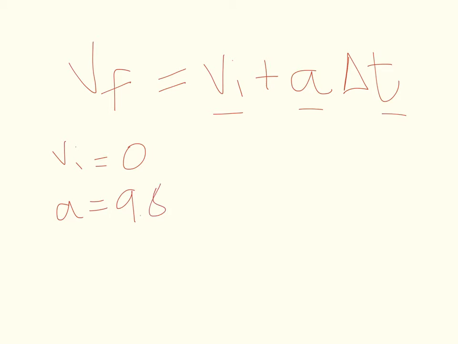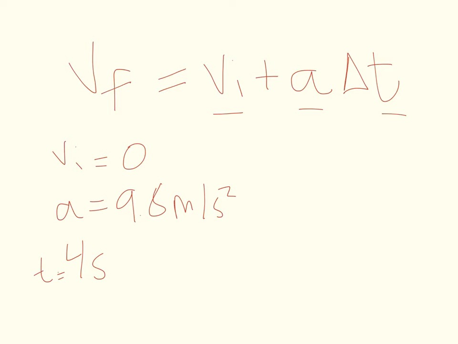Acceleration, we know, is going to be 9.8 meters per second squared. That is gravity on Earth. And finally, we've got time. We're going to say 4 seconds. You know that 4 seconds for time is going to be time final minus time initial. Okay, so let's plug this in then. We know all of the things we need to know.